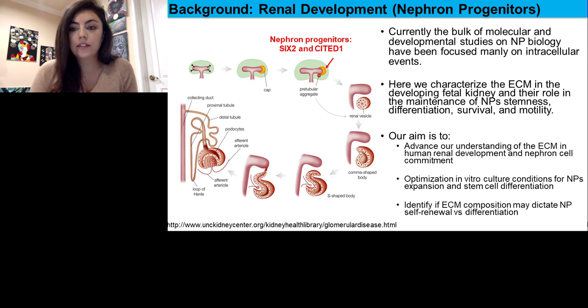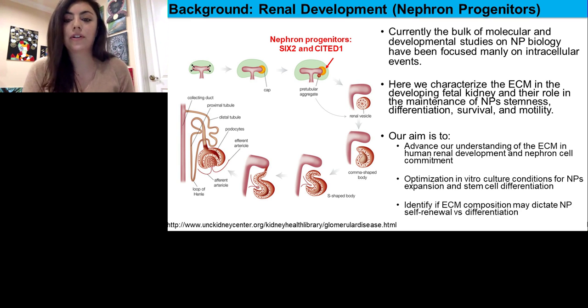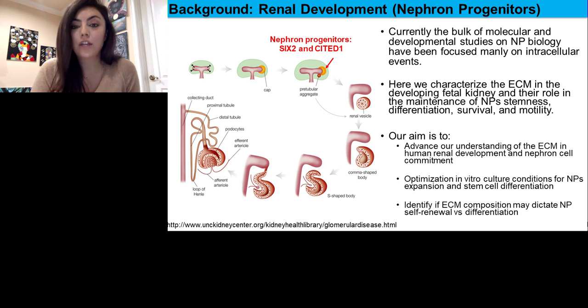And so our aim was to characterize the extracellular matrix within these nephron progenitors in normal human developing kidney, and also identify how extracellular matrix might be promoting their self-renewal versus differentiation. And we wanted to use the information that we obtained from this to apply it in vitro, to be able to culture these cells for an extended period of time.